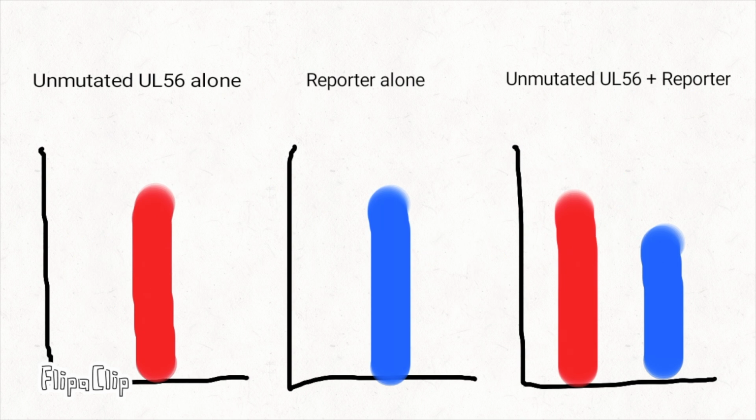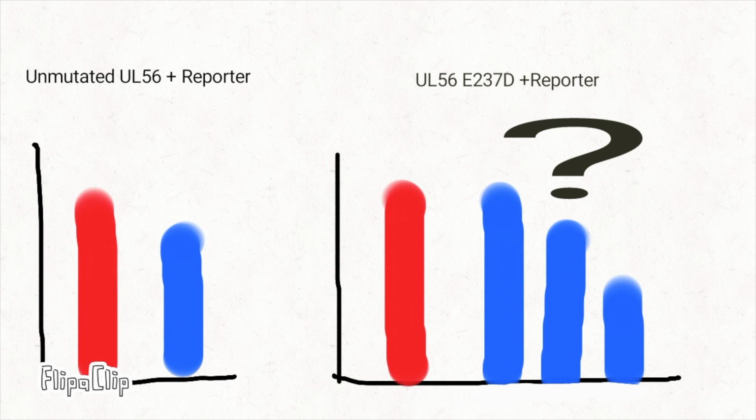This means that if the UL56 was alone, it would only fluoresce red from the mCherry. If the reporter was alone, it would only fluoresce blue from the CFP. If there was unmutated UL56 and the reporter, there would still be red and a little bit less blue than the reporter alone.